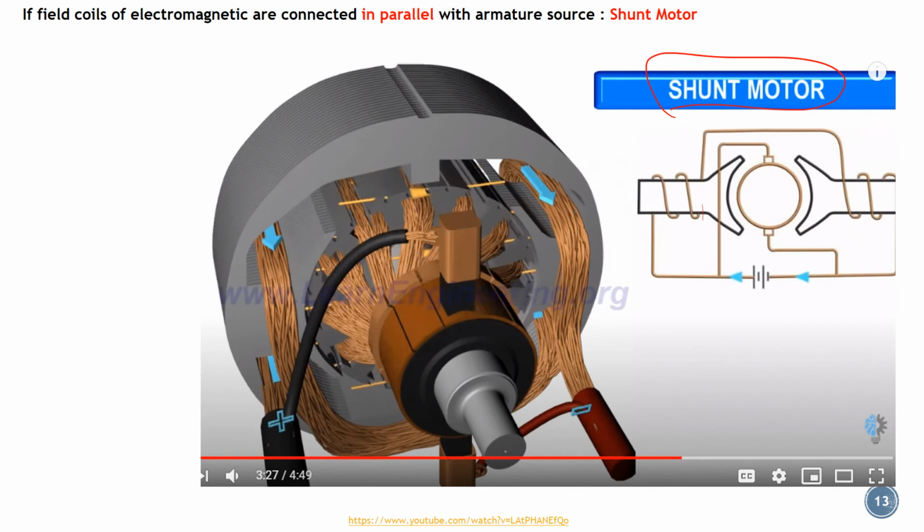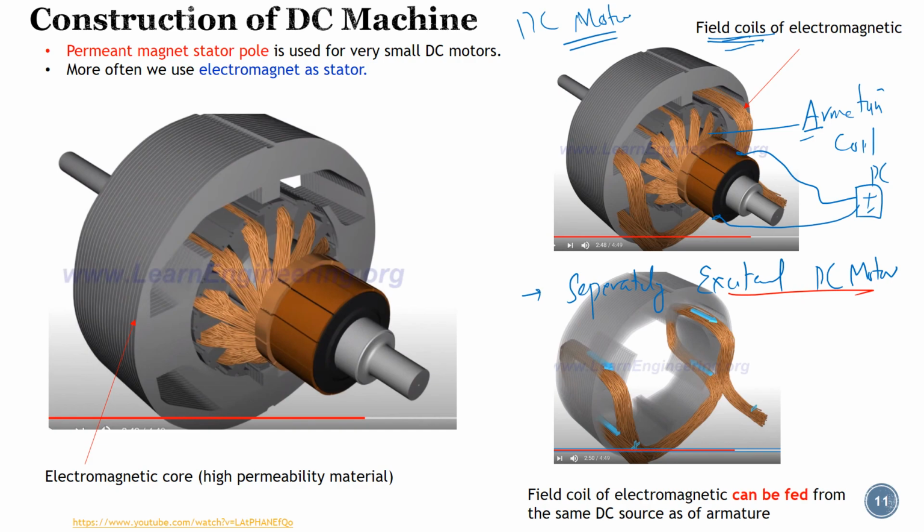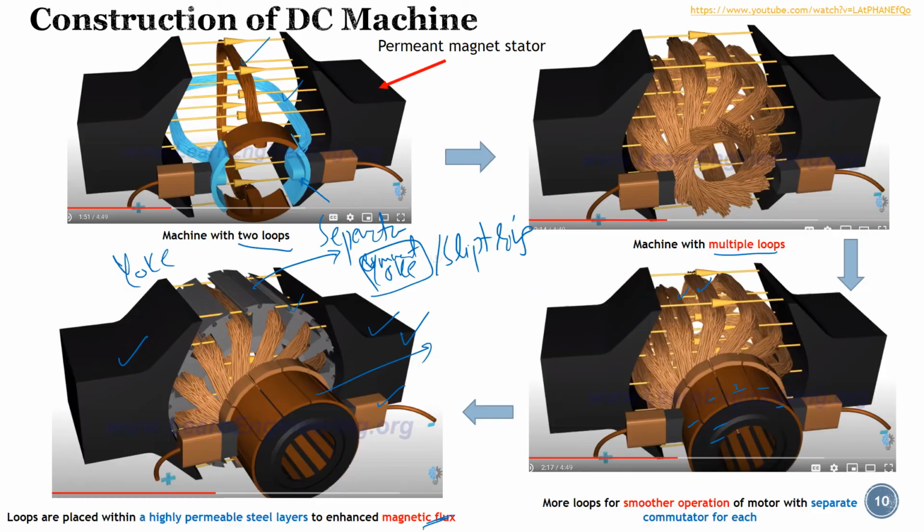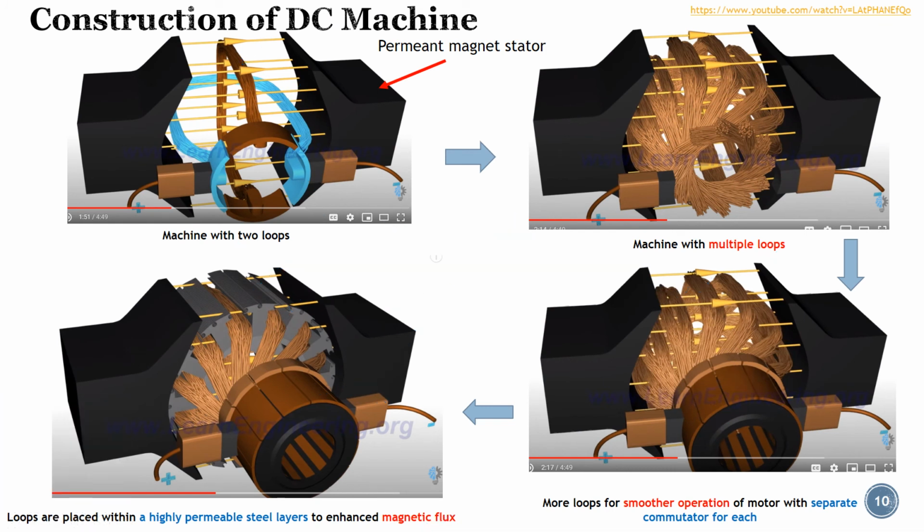There are some problems while we are using the commutators. With the commutators we have the brushes here, and due to the brushes there will be losses. That is one problem with the commutator. The other one is armature reaction. You have studied this in an earlier chapter.